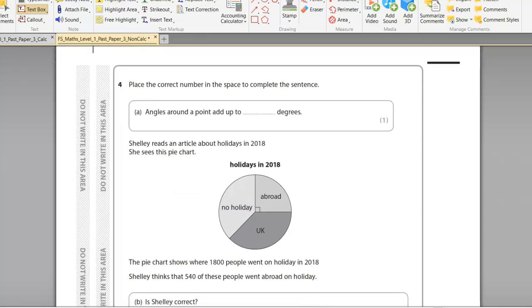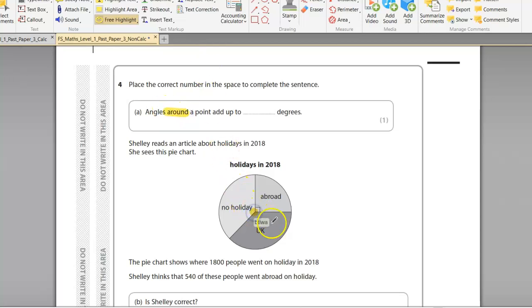Okay, this question, place the correct number in the space to complete the sentence. Angles around a point add up to how many degrees? So angles around a point.